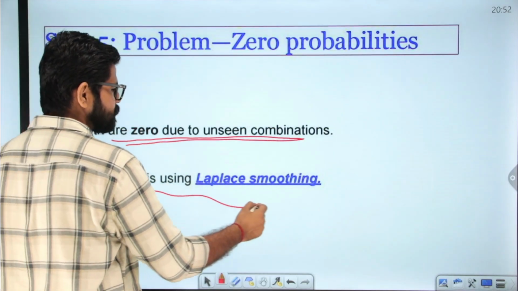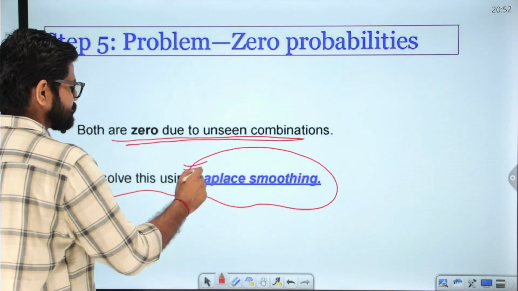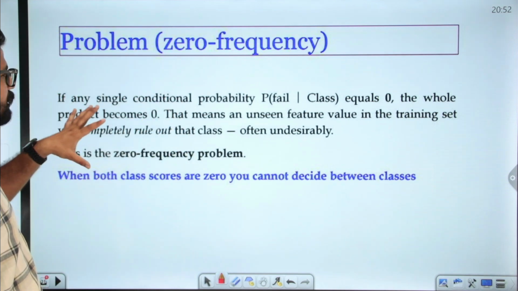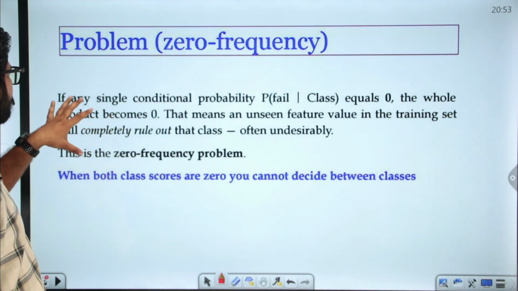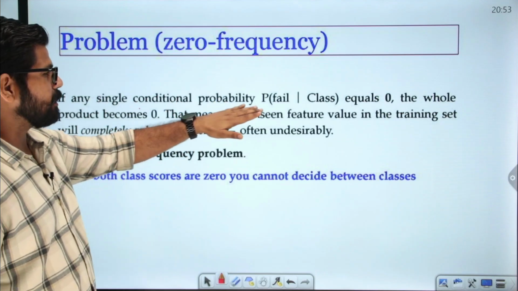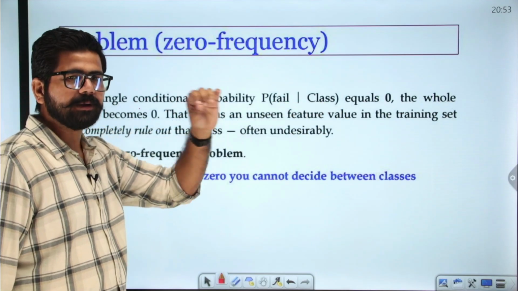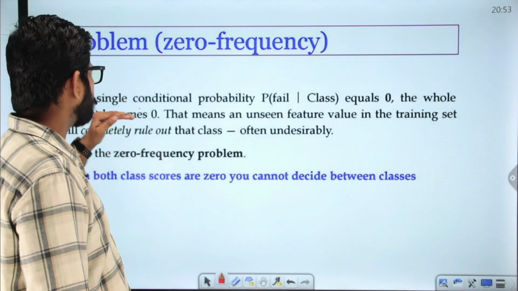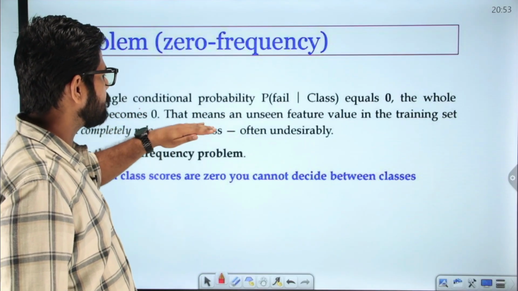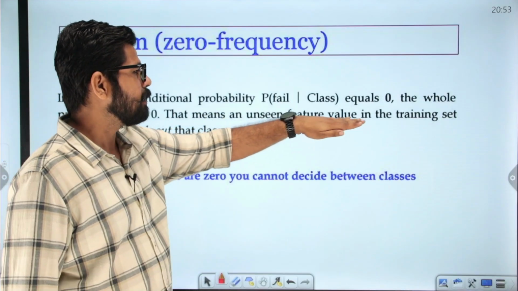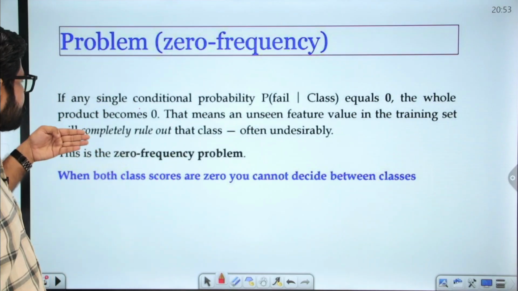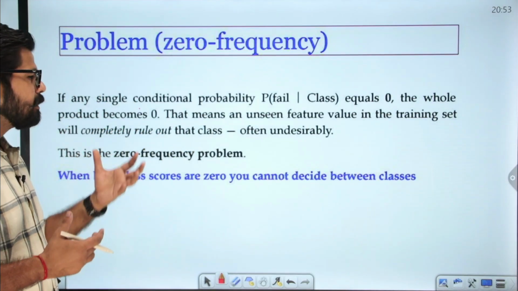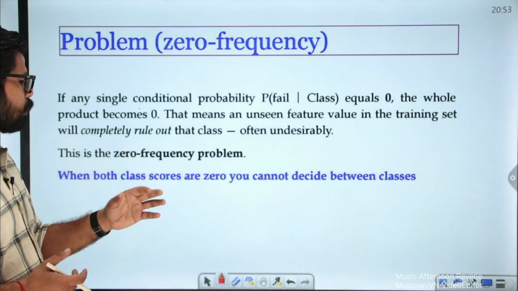That's why to solve this particular problem, you need to go with Laplace smoothing. So here is the complete problem, that how Laplace smoothing comes into the picture. That is, if any single conditional probability equals zero, तो आपके गेट में अगर कोई भी एक conditional probability आपके पास zero आ जाए, तो whole product become zero हो जाएगा. That's why this means an unseen feature value in the training set is completely ruled out. Okay, कोई भी एक unseen feature होगा वो completely rule out हो चुका है.